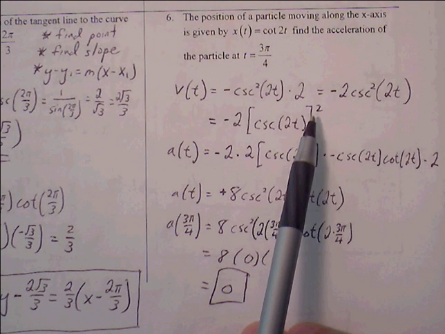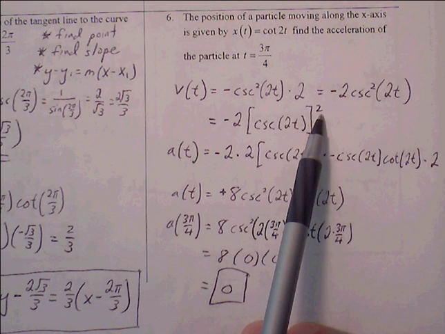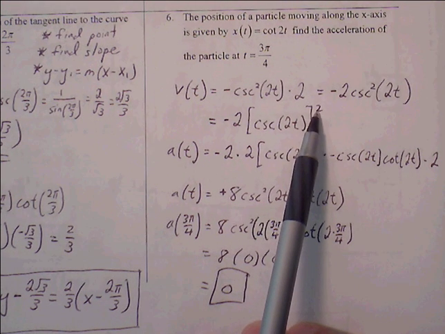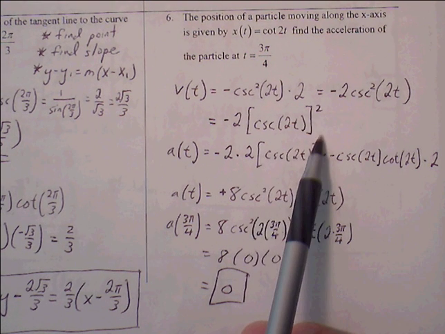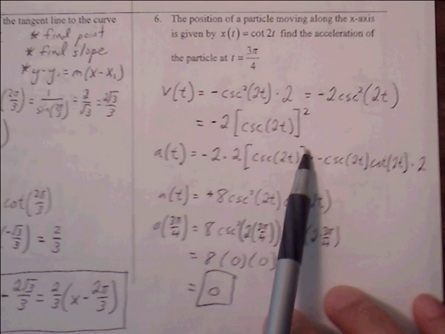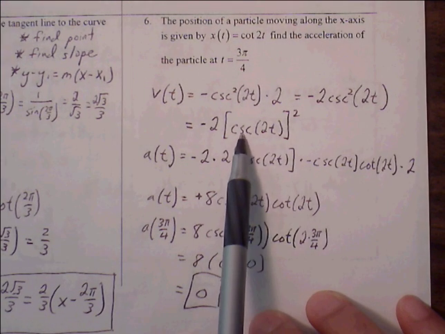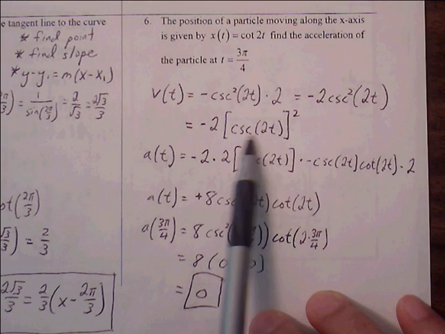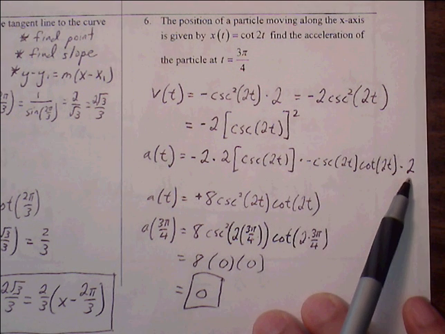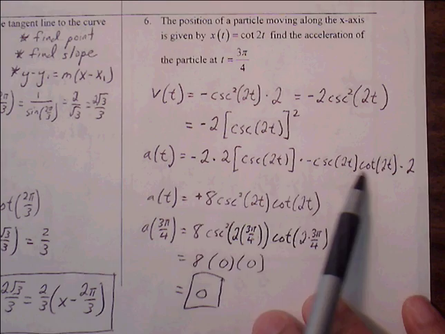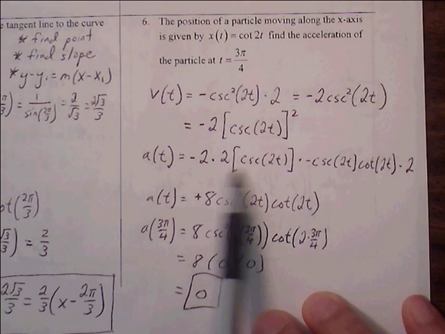So we're going to take care of the exponent outside the bracket first. So the derivative, bring down the 2, keep the bracket, subtract 1 from the exponent. Now we multiply it by the inside function, or the next function in, which is cosecant of u. Cosecant u's derivative is negative cosecant of u, cotangent u times u prime. The derivative for 2t is 2. So we have our acceleration function.